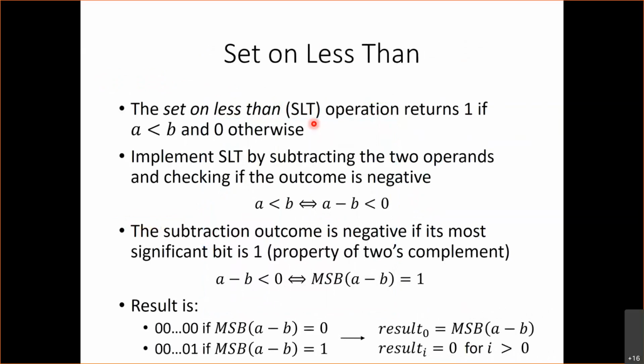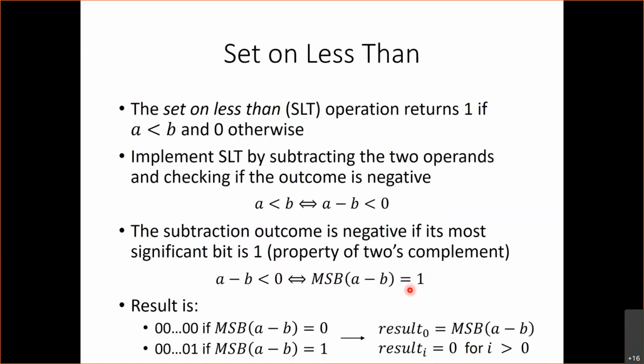And for set on less than, we observed that we can find that A is less than B if A minus B is less than 0. And we know that A minus B is less than 0 if the most significant bit of A minus B is equal to 1. So this is a property of 2's complement. In 2's complement numbers, if the leftmost bit is 0, then that's a positive number. If the leftmost bit is 1, then that's a negative number.